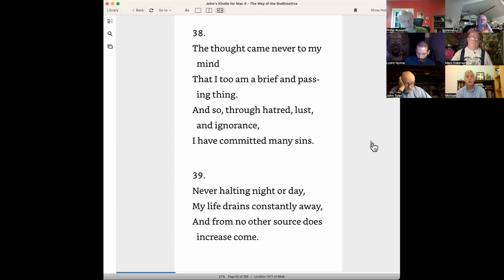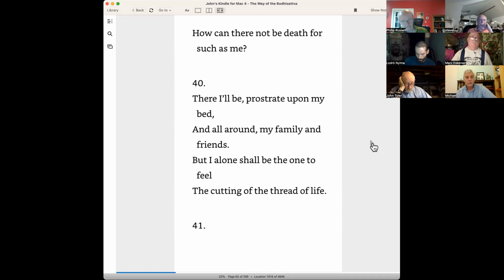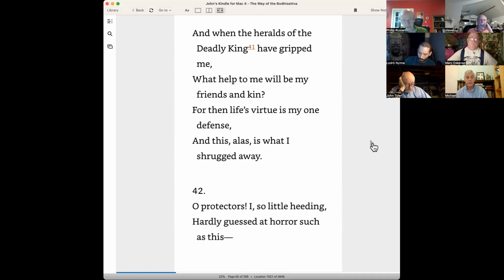Never halting night or day, my life drains constantly away, and from no other source does increase come. How can there not be death for such as me? There I'll be, prostrate upon my bed, and all around my family and friends, but I alone shall be the one to feel the cutting of the thread of life. And when the heralds of the deadly king have gripped me, what help to me will be my friends and kin? For then life's virtue is my one defense, and this, alas, is what I shrugged away.